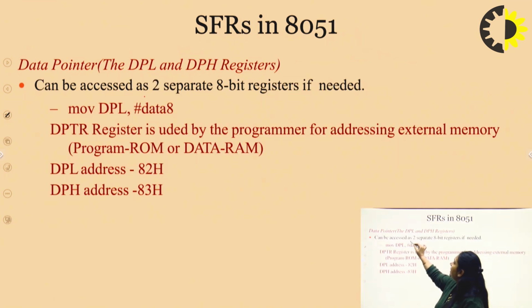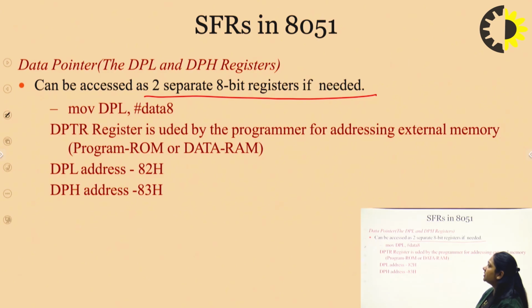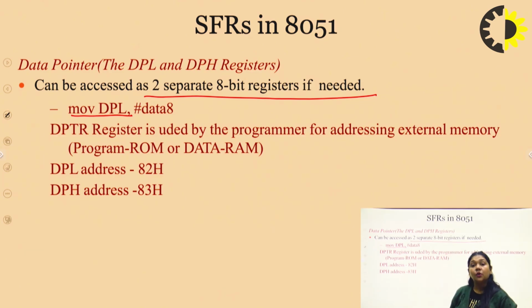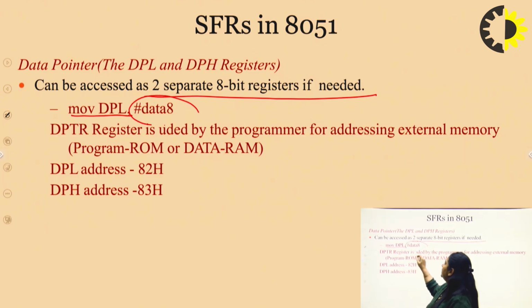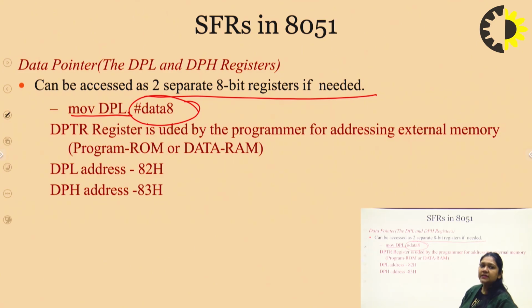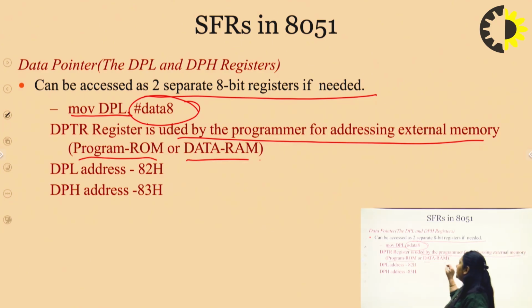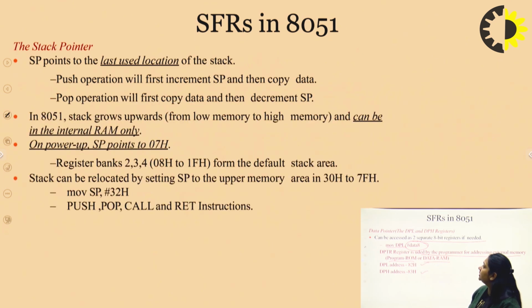The data pointer can also be used as two separate 8-bit registers, and we can use them in the instruction set as well. For example, DPL. DPL means the data pointer's lower byte will be loaded with this 8-bit data which is given, and the programmer uses this for addressing external memory, program memory and data memory. There are two types of memory, program memory and data memory. So DPL's address is 82 and DPH's address is 83.